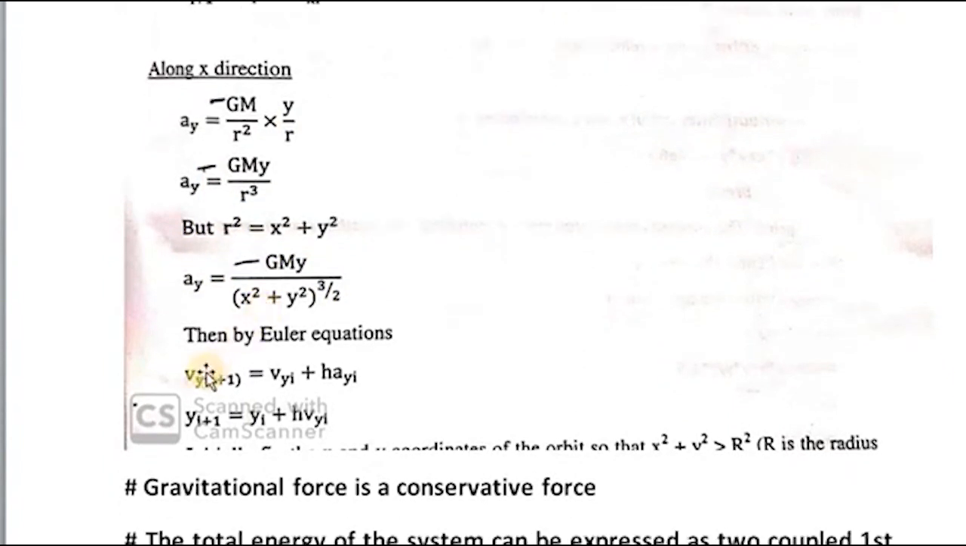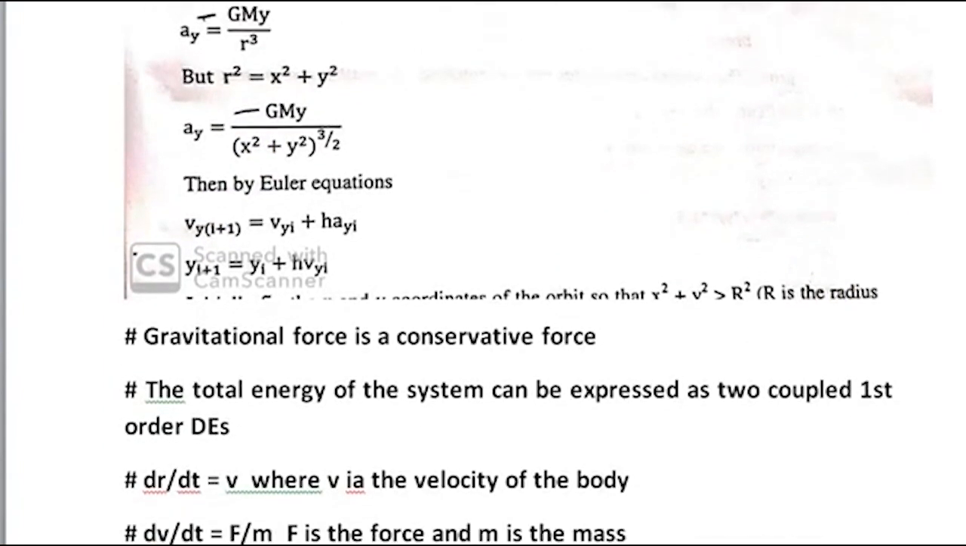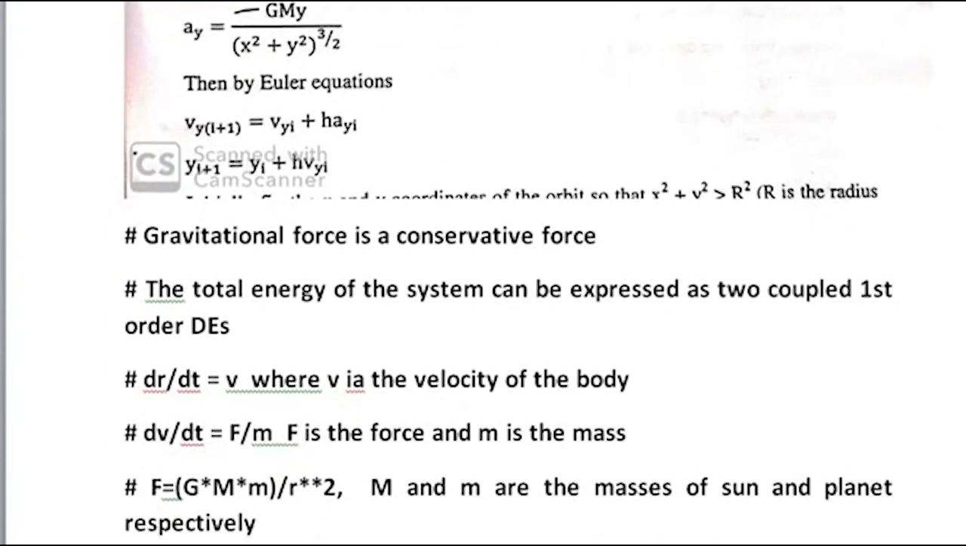Similarly, along the y direction, ay is equal to minus GM by r squared times y by r, and y by r comes from sin theta. Sin theta is y by r, and with a similar substitution you will get ay equal to minus GMy by (x squared plus y squared) to the power 3 by 2. From that you will get the y component of velocity and the y coordinate at any instant of time.